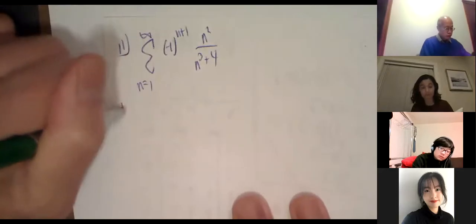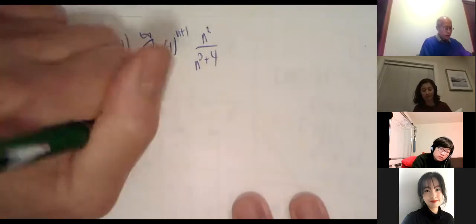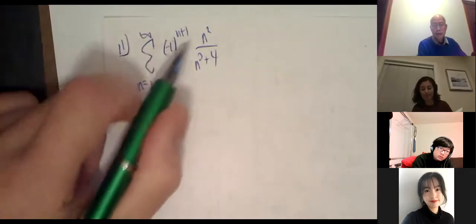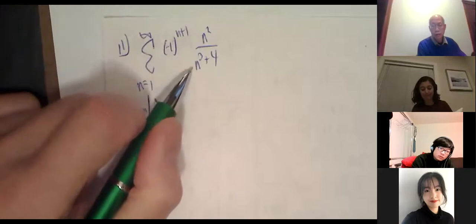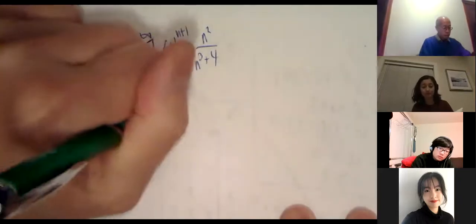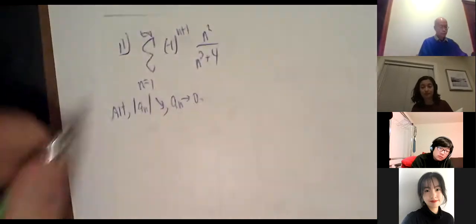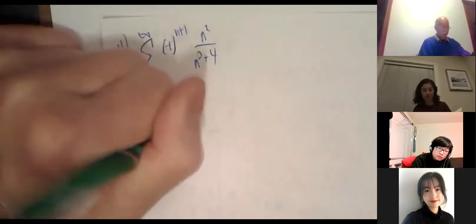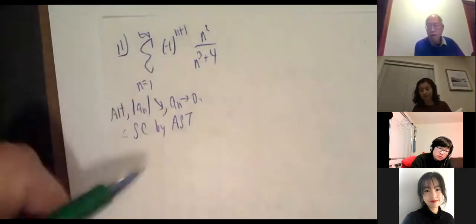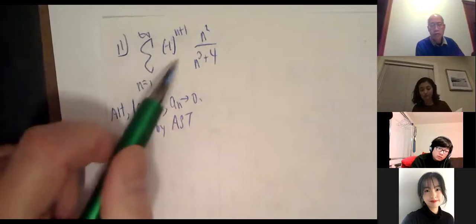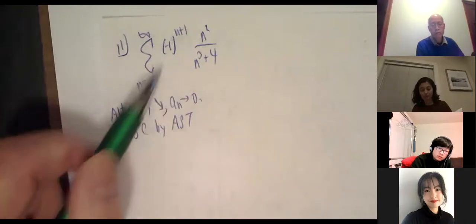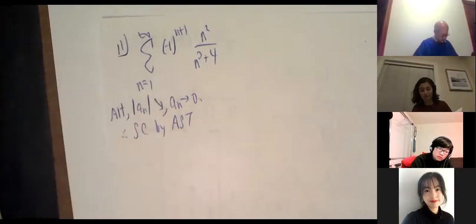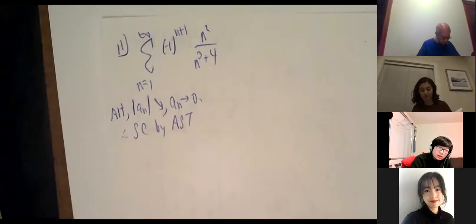So this is alternating. Absolute value of a sub n is decreasing. And do these terms approach 0? Yes. n squared loses to n cubed in the long run, always. a sub n approaches 0. Therefore, the series converges by alternating series test. So for these problems, quite often there's only two choices. Either it converges by the alternating series test or it diverges by test for divergence for the problems in this section.